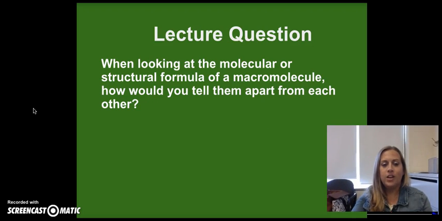Okay, so your lecture question for today: when looking at the molecular or structural formula of a macromolecule, how could you tell them apart from each other? So what would you look for in order to see if something was a carbohydrate, a protein, a nucleic acid, or a lipid?